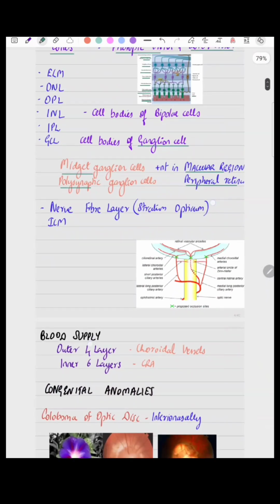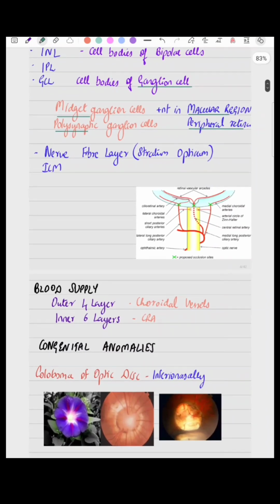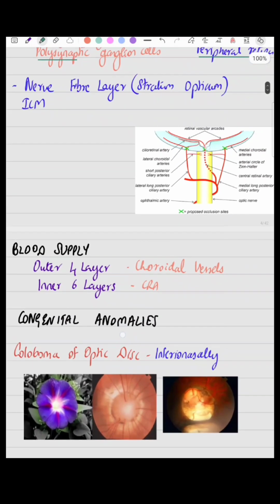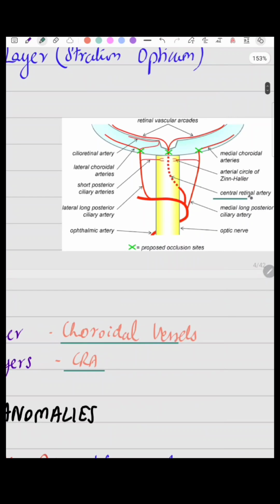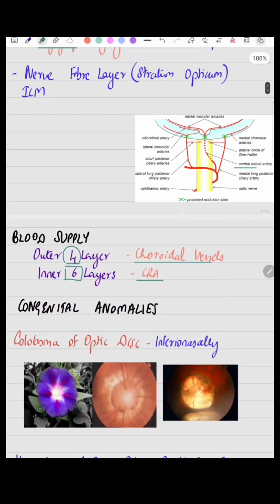Next is the blood supply. The outer 4 layers, close to the choroid, are supplied by the choroidal vessels, and the inner 6 layers are supplied by the central retinal artery. This is the central retinal artery here.